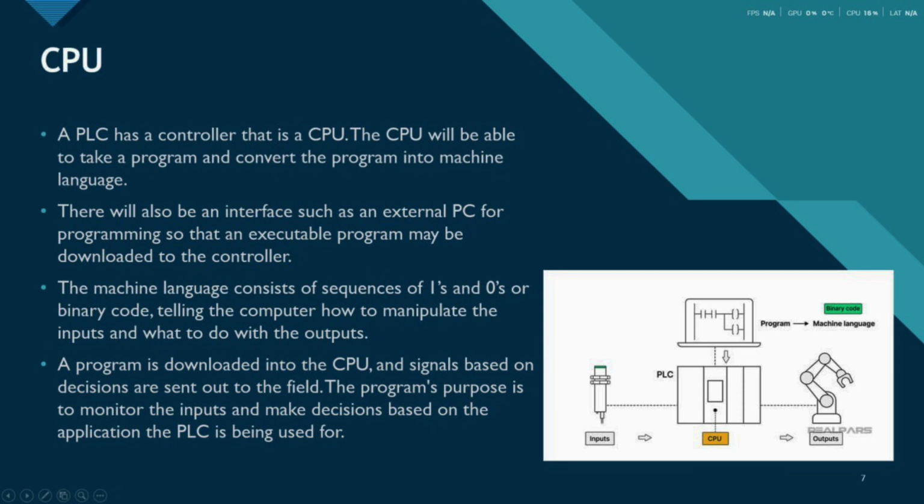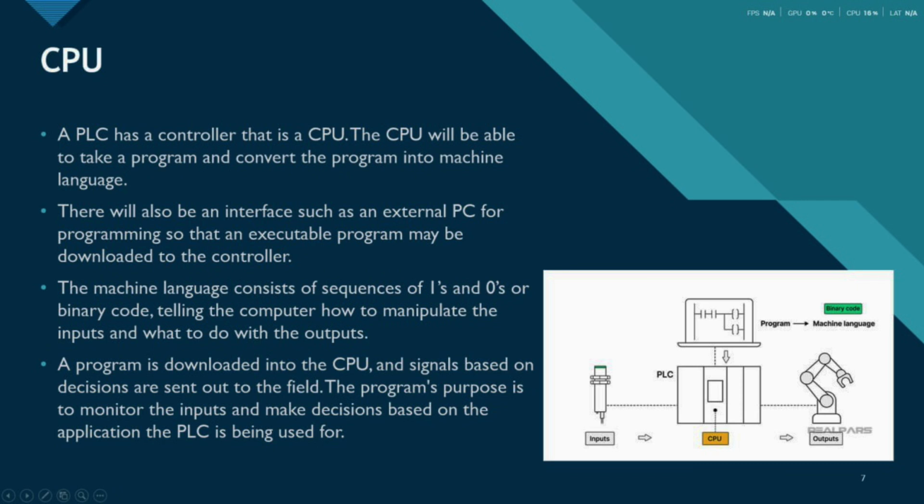CPU, or the main processor. A PLC has a controller that is a CPU. The CPU will be able to take a program and convert the program into machine language. There will also be an interface such as an external PC for programming, so that an executable program may be downloaded to the controller. The machine language consists of sequences of 1's and 0's, or binary codes, telling the computer how to manipulate the inputs and what to do with outputs.